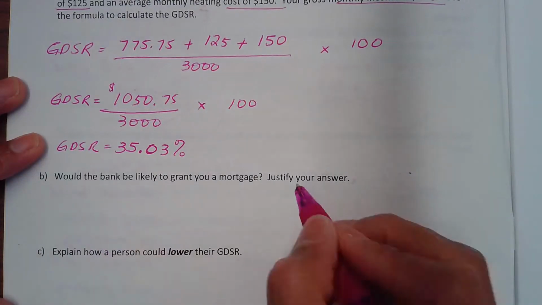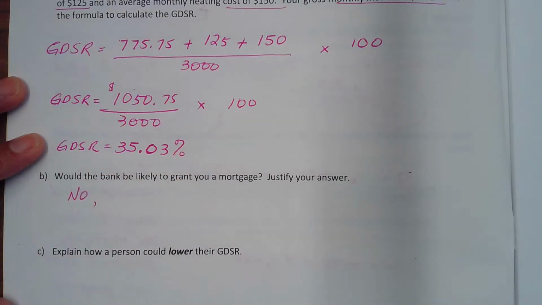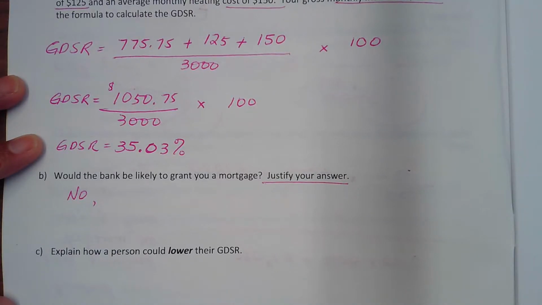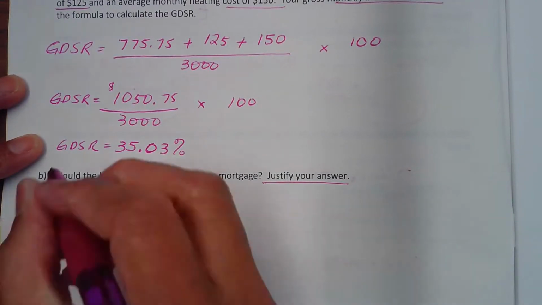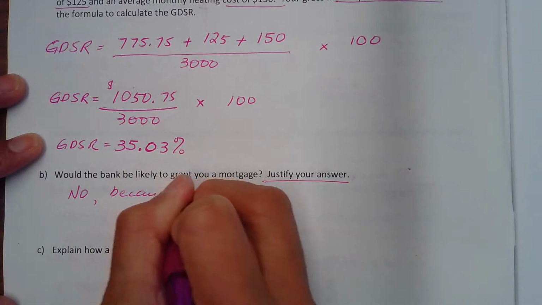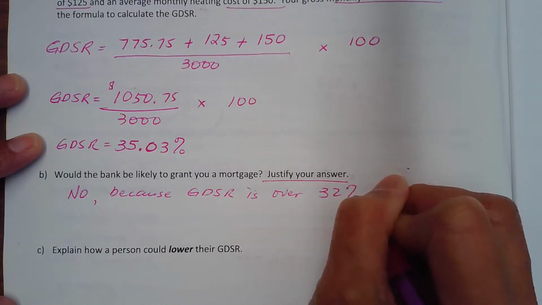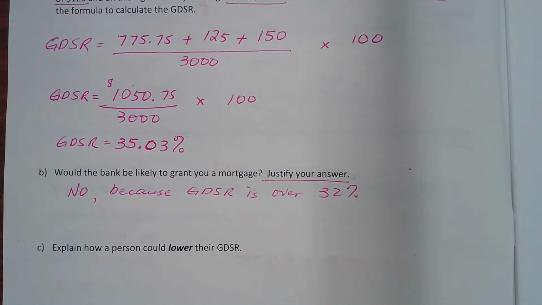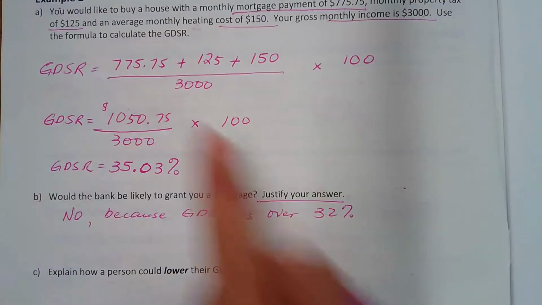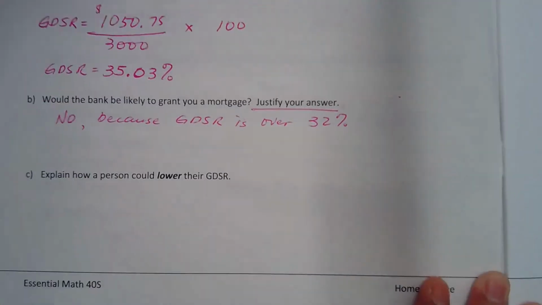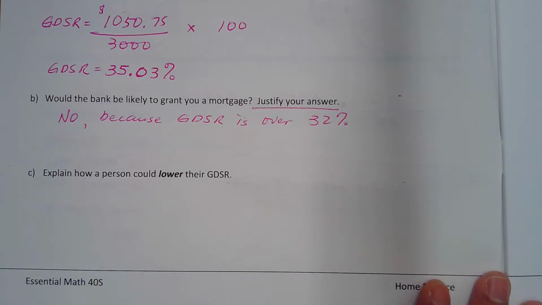No, you're absolutely right. No is the correct answer, but we have to justify our answer. Because the GDSR is over 32%. All of these house expenses are just way too much for their comfort. Now, if that's the case, explain how a person could lower their GDSR.